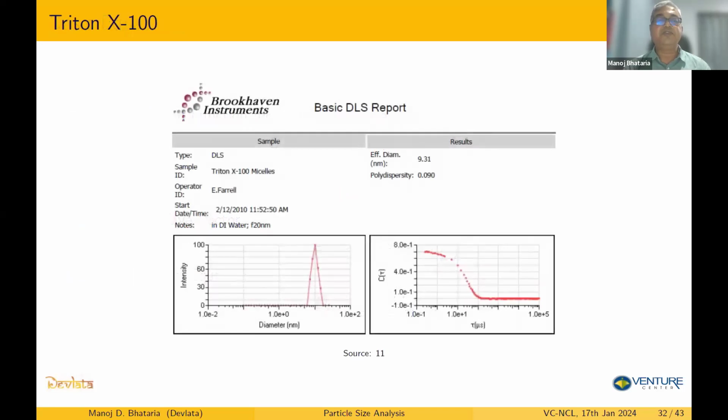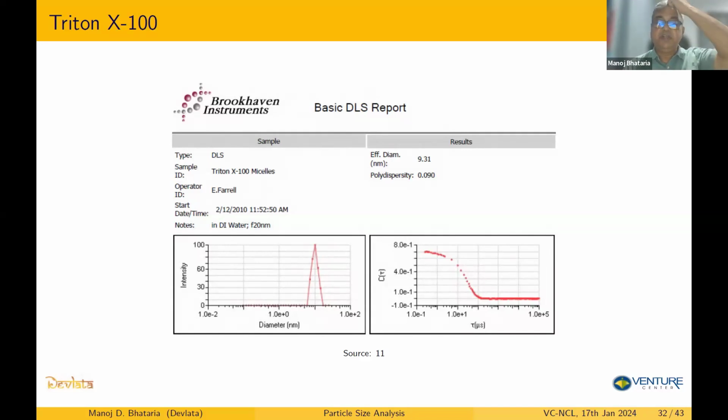So here, we are showing you the result of Triton X-100 micelles. On the right-hand side, you have the correlation function. On the left-hand side, you have the distribution. So if you see, this size is extremely small, and the effective diameter that is given over here is around 9.31 nanometer.